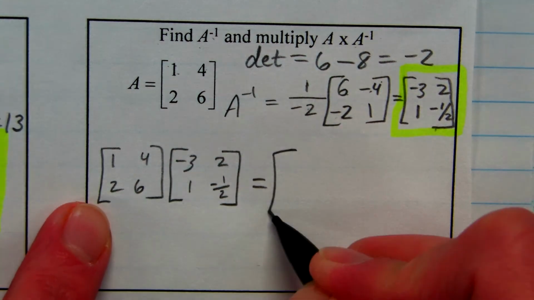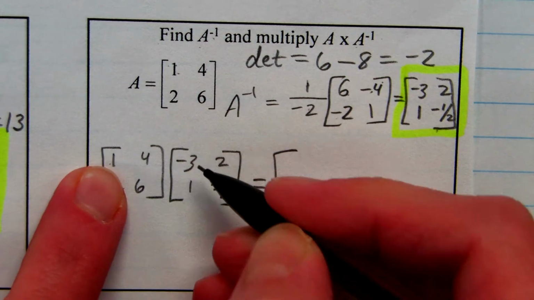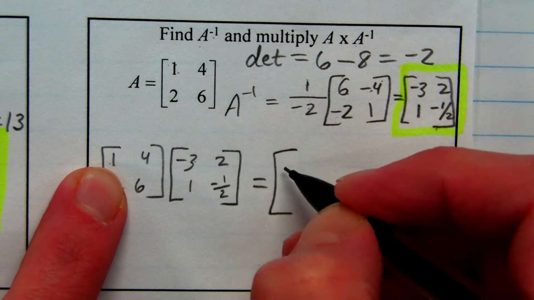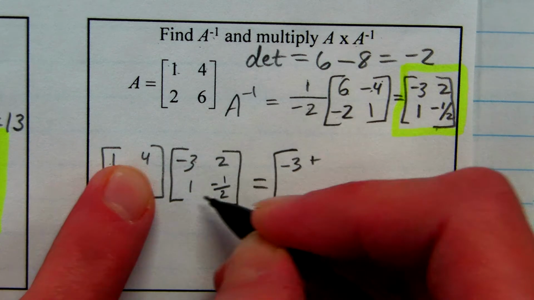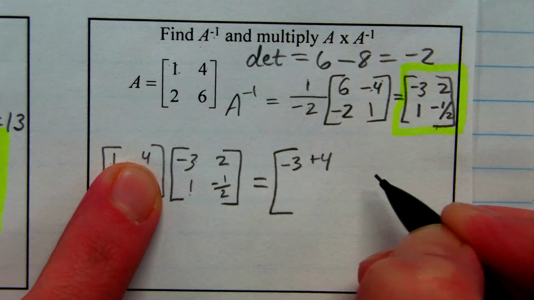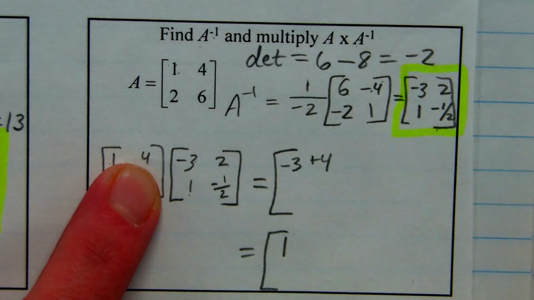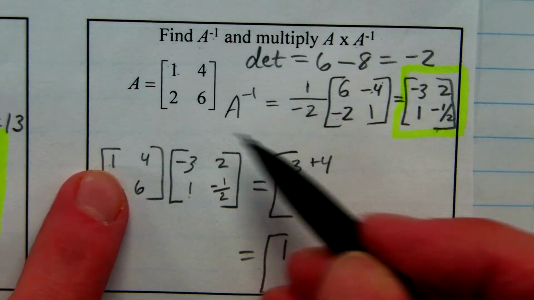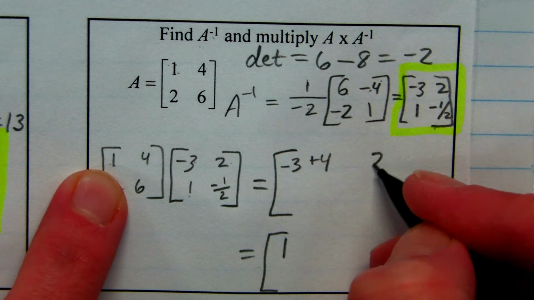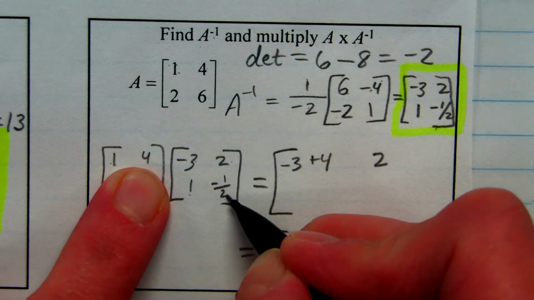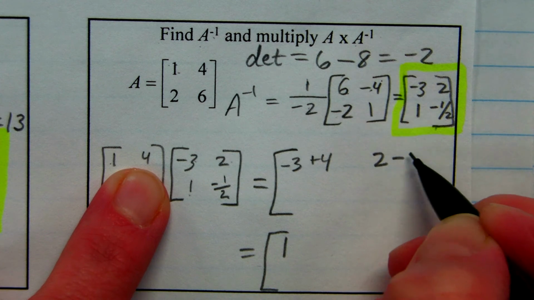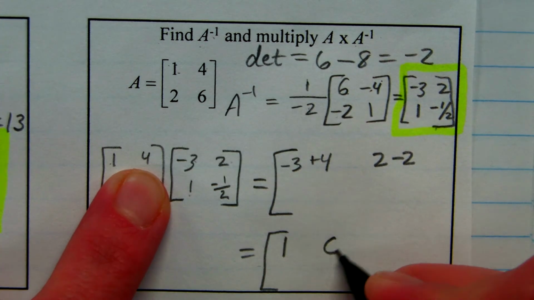So we'll take 1 times -3 is -3 plus 4 times 1 is 4. So that'll be my first entry. So down here I will get a 1. Then if I take 1 times 2, that's 2. 4 times -1/2 would be plus -2 or just -2. So we get 0.